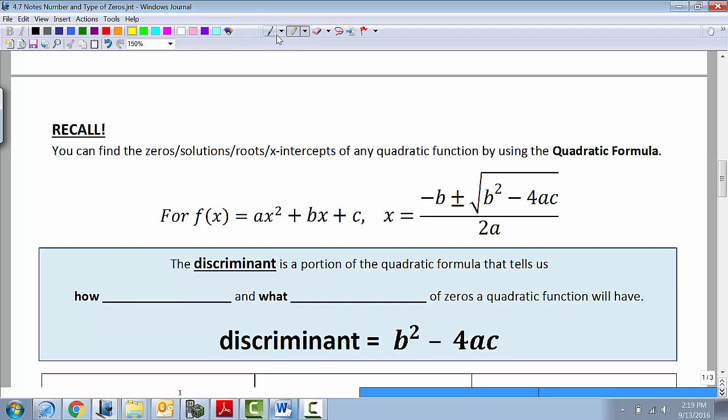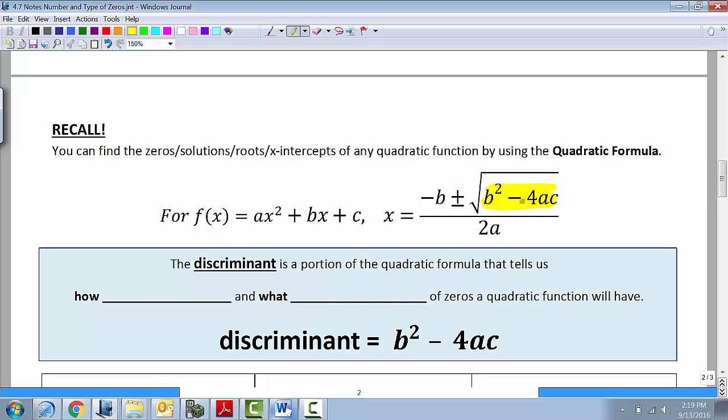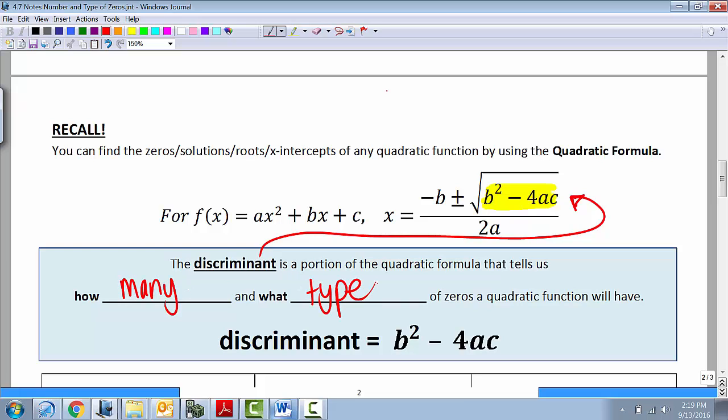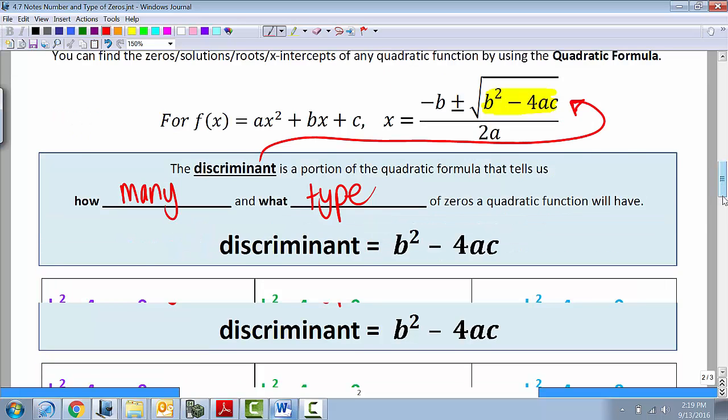So if you have a highlighter, which all of you should because your bins are out already, I would highlight this right here. That's your discriminant right there. You can even draw an arrow if you want. That's what the discriminant is. It's how many and what type of zeros you're going to have. And the formula is right there: b squared minus 4ac, which we just highlighted. So we're taking a piece of the quadratic formula and looking at it to see what kind of zeros we can have. So let's talk about it.